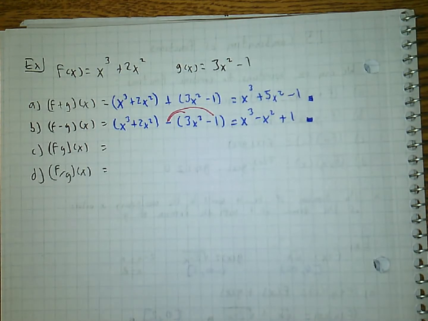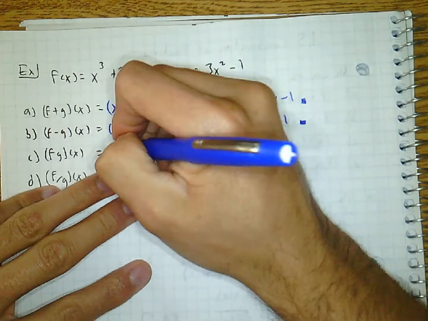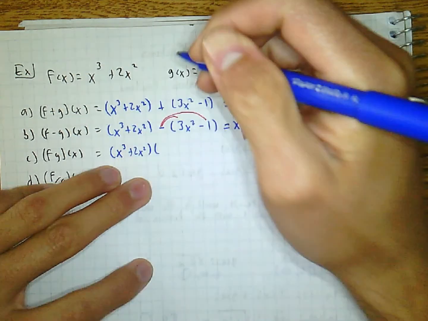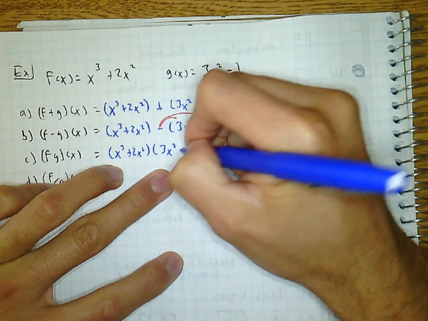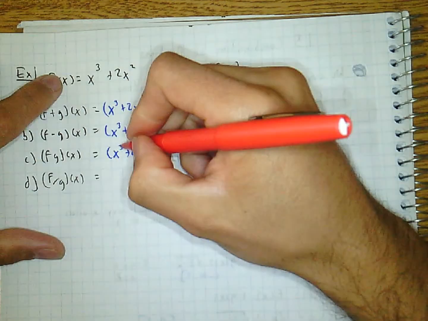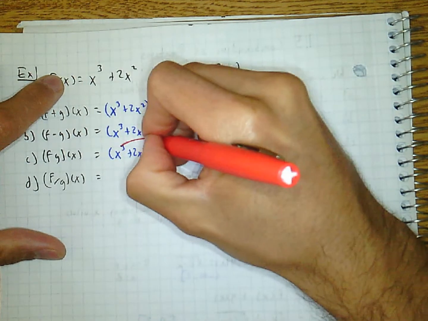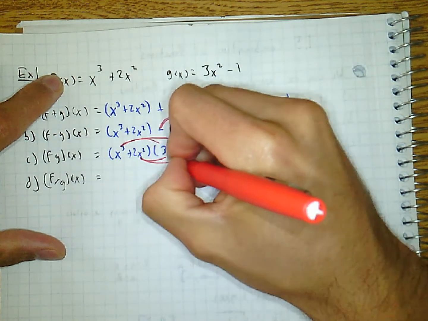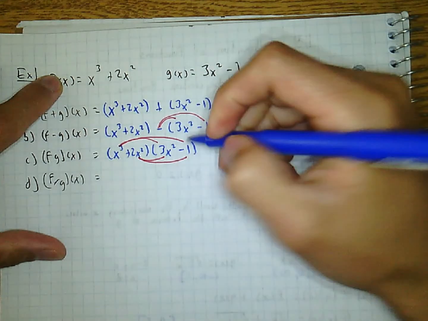The next one is we're going to try multiplication. So we're going to go ahead and take x to the third power plus 2x squared multiplied by 3x squared minus 1. And with multiplication, remember, you just have to distribute every term. So some of you guys use the term FOIL, which is fine if you use it, but really the mathematical term for this is called distribution. So we're going to go ahead and distribute everything out.